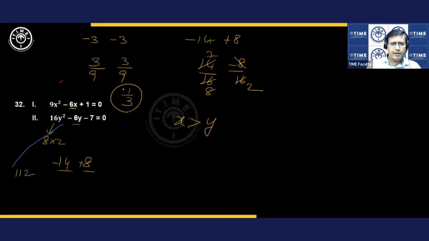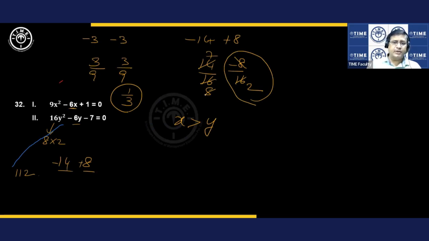Wait, what? Any calculation wrong here? Minus 6, correct. What is the result here? X is a positive value, y is negative. So positive is greater than negative.